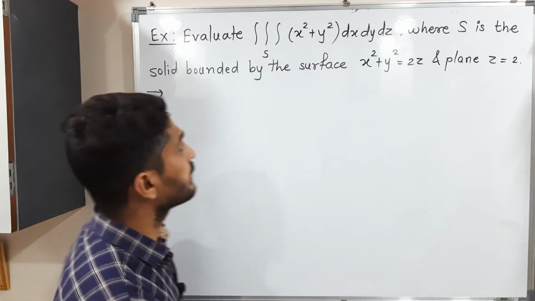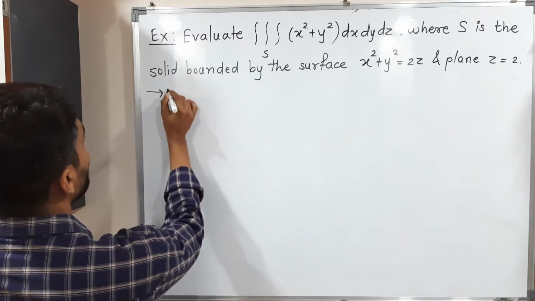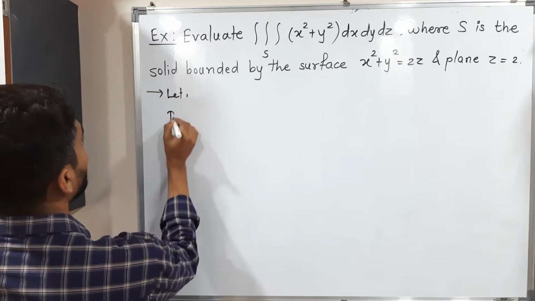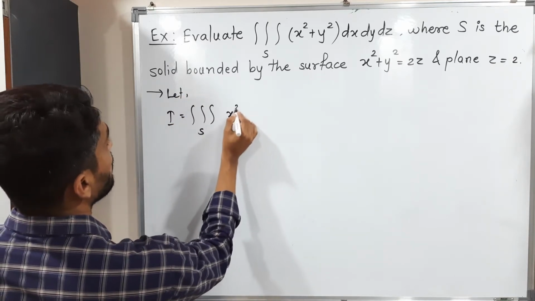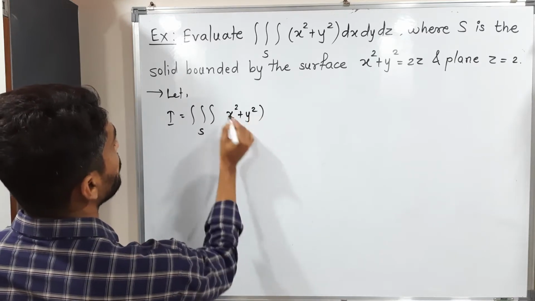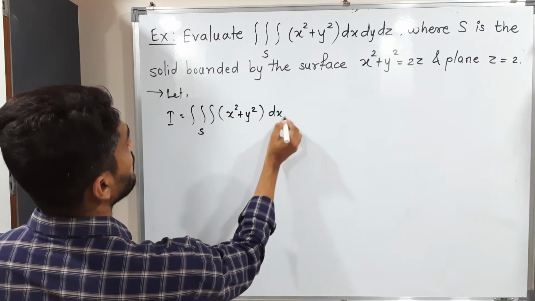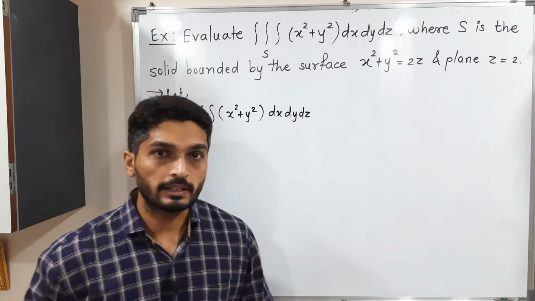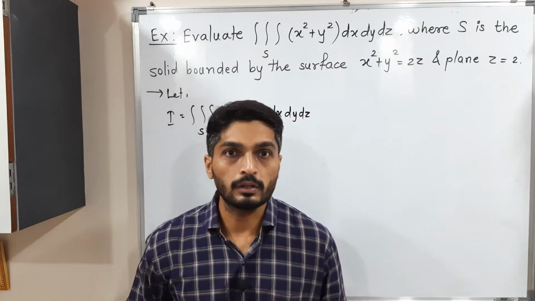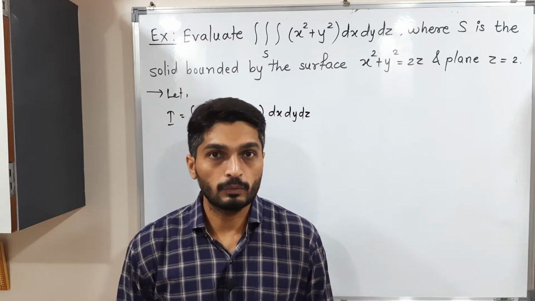First of all, I will write the given integral. We will call it I. I is equal to the triple integration over S of x square plus y square dx dy dz. So this is the given integral. First we will focus on the region. What is the given region?